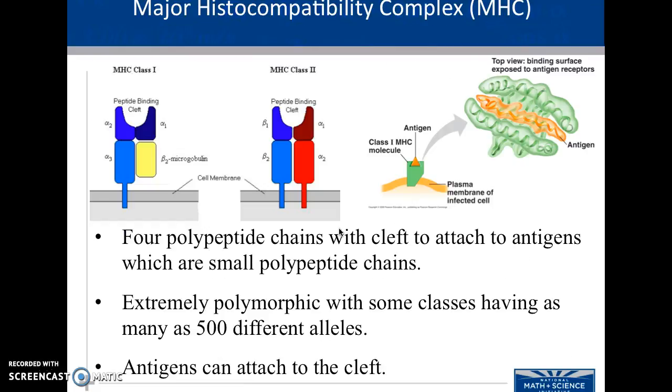What is a major histocompatibility complex made up of? Basically 4 polypeptide chains, or we know conglomerates of protein that will come together to make a full protein. And they attach to antigens, which are small polypeptide chains. And so what we see here is that we've got our class 1, which are on all cells, our class 2, which are only on my immune system cells. And we can see in the third image, the antigen is going to bind to the MHC to dock, basically.